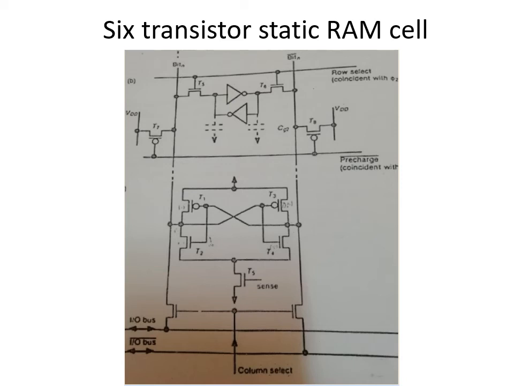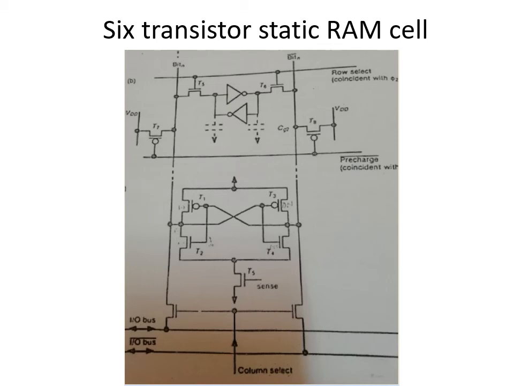Let us see how data is written to and read from the 6 transistor RAM cell. Initially the 2 PMOS transistors, T1 and T8, are turned on. They are turned on when pre-charge bar into phi 1 is equal to 0. So the 2 bus lines, bit line and bit line bar, are both pre-charged to logic 1.